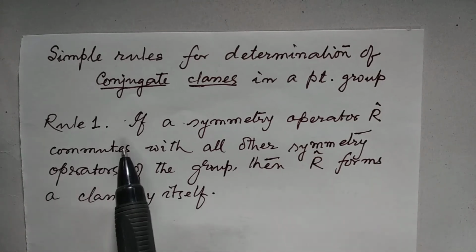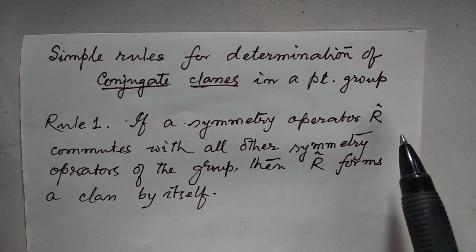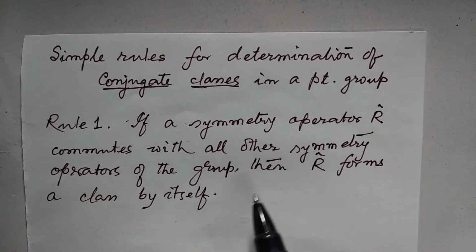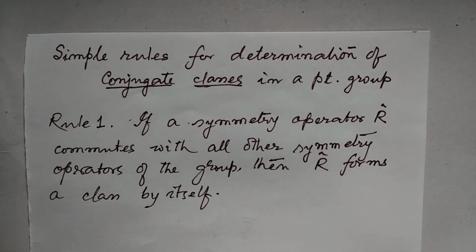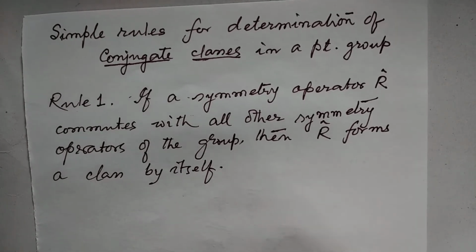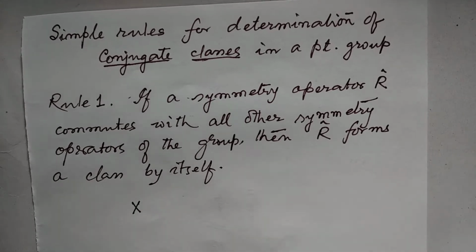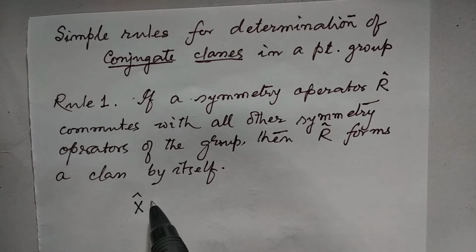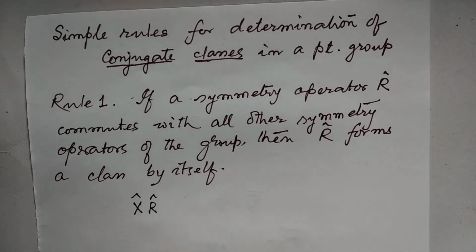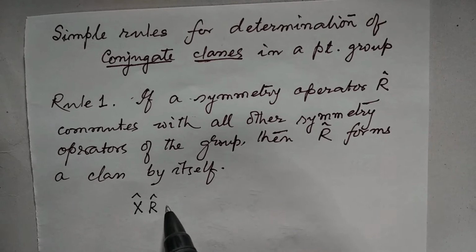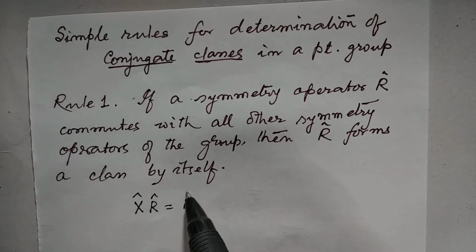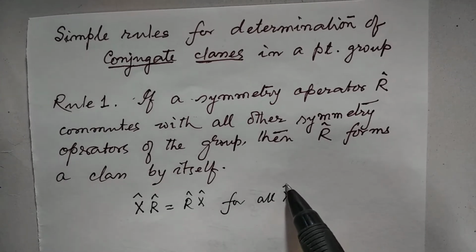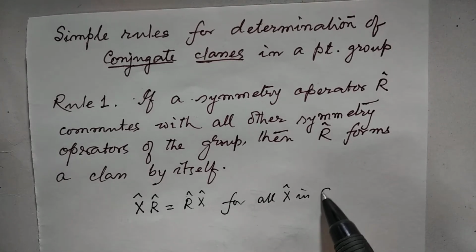This states that if a symmetry operator R commutes with all other symmetry operators of a group, then R forms a class by itself. For example, suppose X is a general symmetry operator in a group and R is a particular symmetry operator, and XR is equal to RX for all the operators X in a group G.